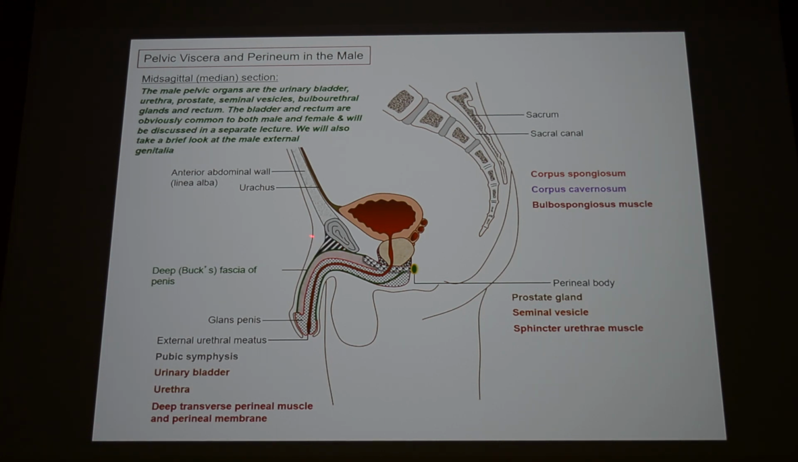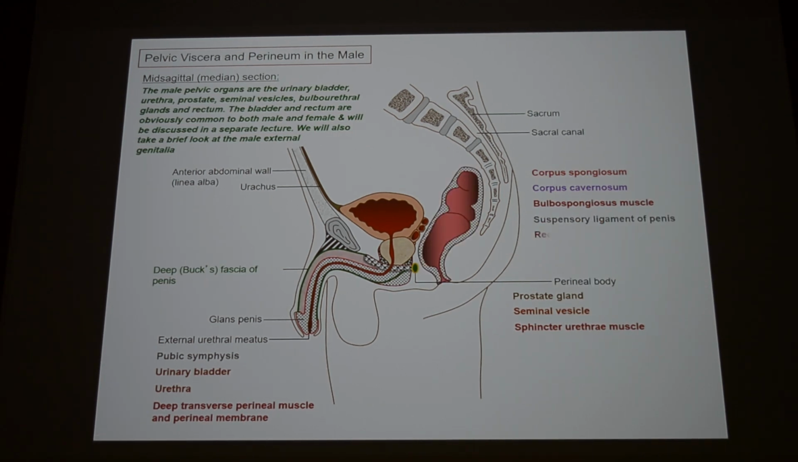Now, can you see this suspensory ligament? See it here. So now this is the levator ani muscle, and it holds everything. All these organs are suspended by the levator ani and different parts of the levator ani.